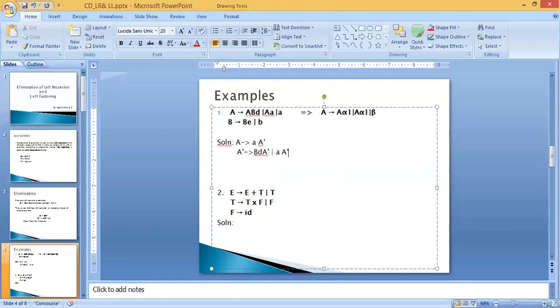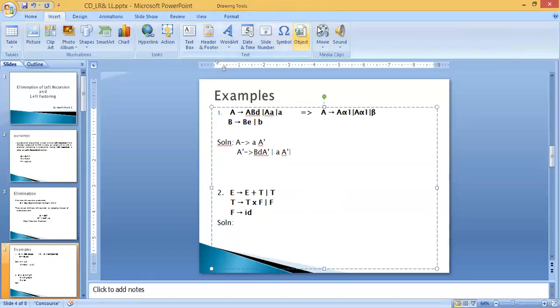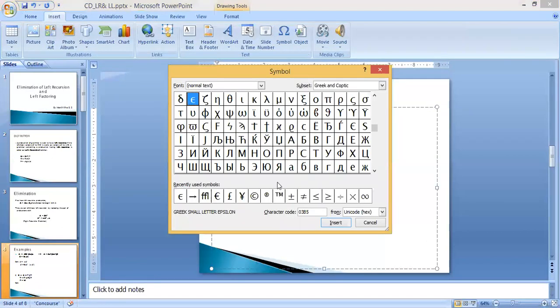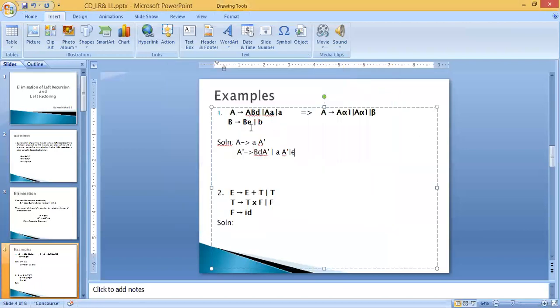Now, what should we write after this? We should be writing an epsilon here. So I will insert the symbol epsilon. So this is what we get: A gives a A dash, and A dash gives BD A dash, a A dash, and then epsilon.